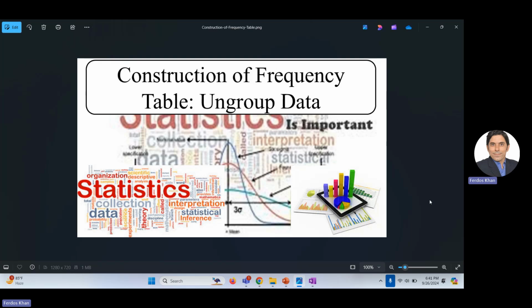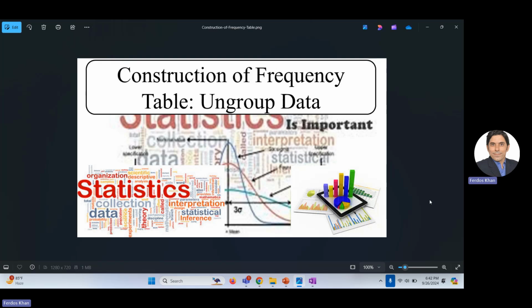Maybe there are a lot of repeated values for each observation, so you can count the values and mention the number of those values. That is called frequency. That's the easiest way to summarize the data in a table, and then we can do comparison. Ungrouped data means that we are not constructing class intervals or groups. That is called ungrouped data, and why we need to group the data I will discuss in the next lecture.